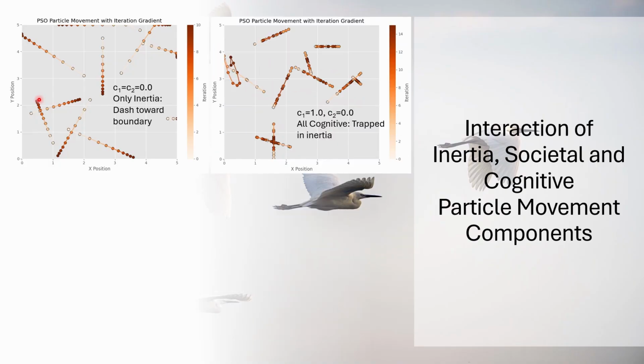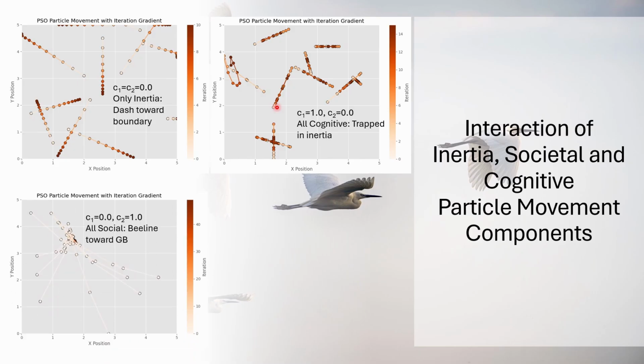So really, that's not a good strategy for exploring the space. What if we were personal best dependent, or set C1 to 1.0 and C2 to 0? Then we are all cognitive and trapped in inertia. So remember, we can still only move along that vector, and we're going to find along that movement a personal best location which will eventually cause it to move back towards. But because there's no interaction of the components themselves, there's no societal interaction since C2 is set to 0, we still stay along that inertia direction.